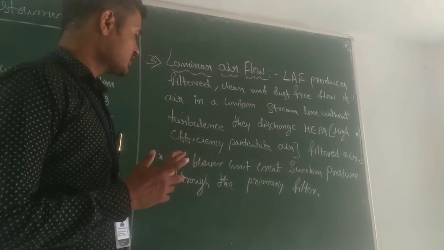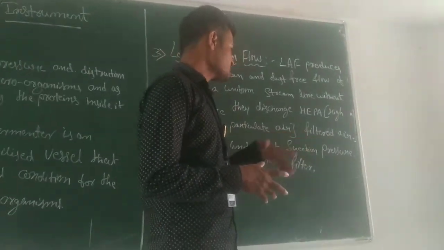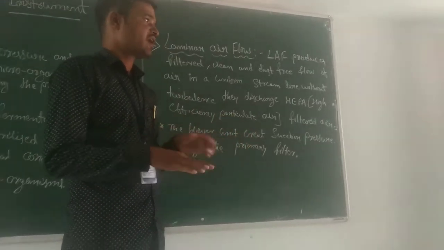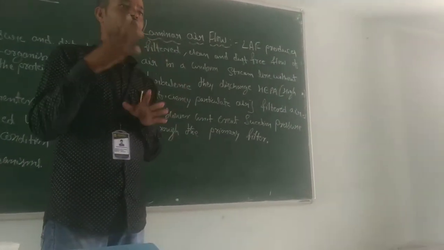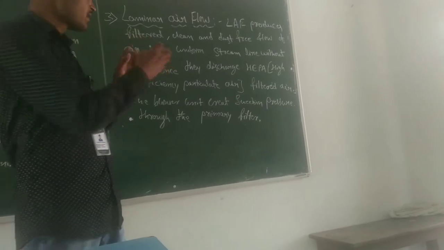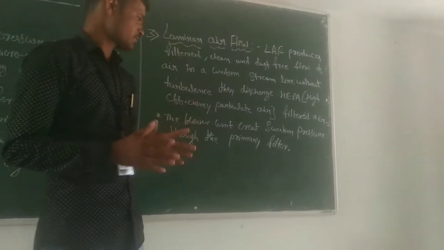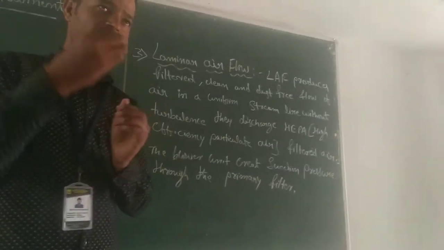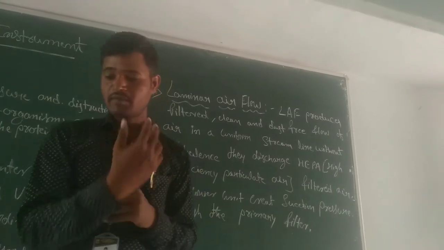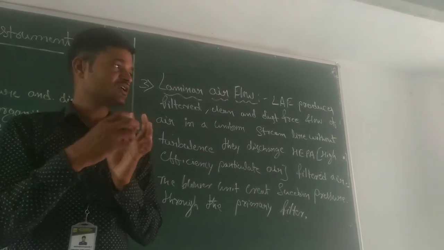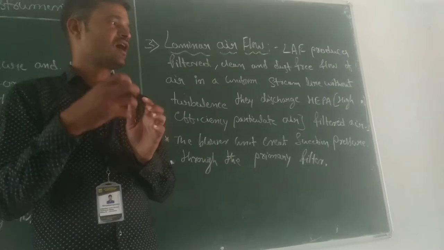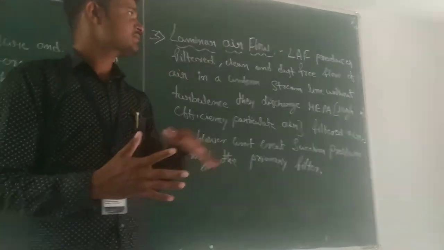In the laminar airflow, first the blower unit creates a suction pressure through the primary filter. It filters out microbes or dust particles of more than 10 micron length. And particles of 0.3 micron size and above, and some microorganisms and dust particles below that, are also filtered by the laminar airflow.